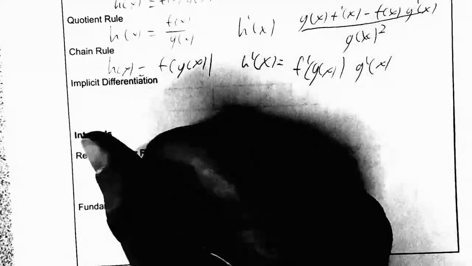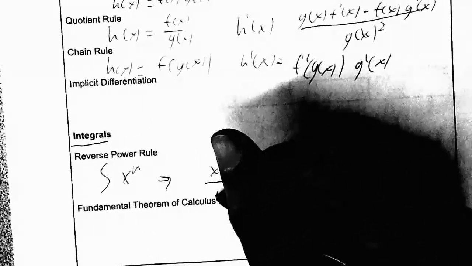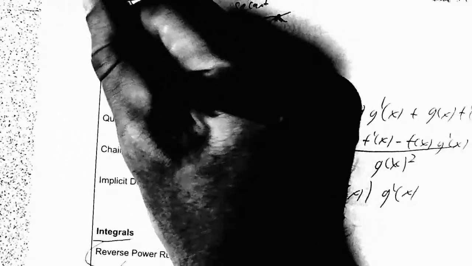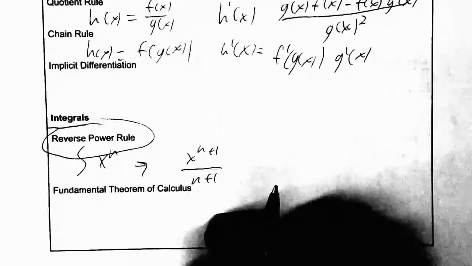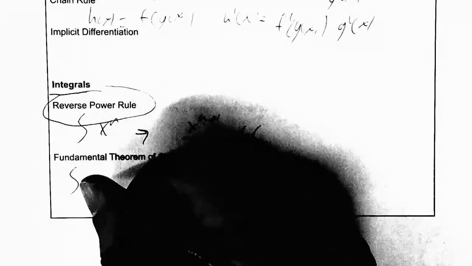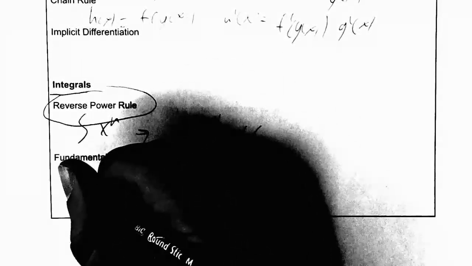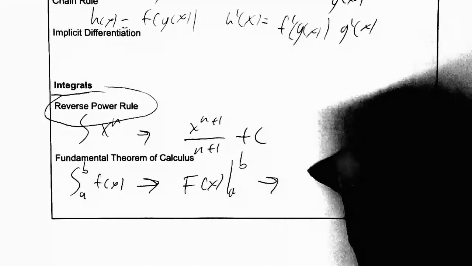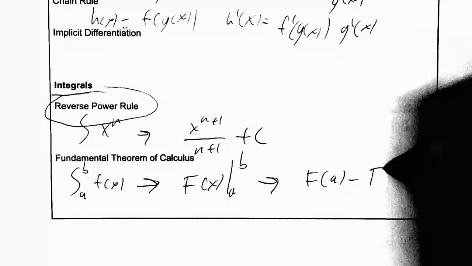Integrals, reverse power rule. Okay, the antiderivative of x to the n, when you take the integral, is x to the n plus 1 over n plus 1. Have to know that rule. There's the reverse power rule and the power rule, those are essential. So have that down. Oh, and plus c. And the fundamental theorem of calculus. This is if you take the integral of some function from a to b, you take the antiderivative of it and evaluate it from a to b, and then it's f of b minus f of a.